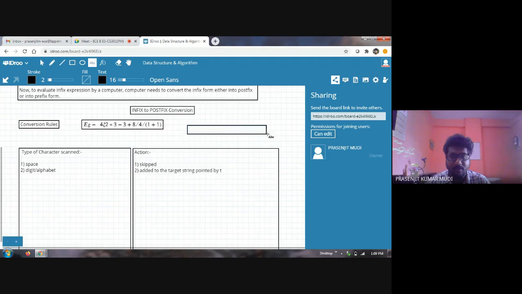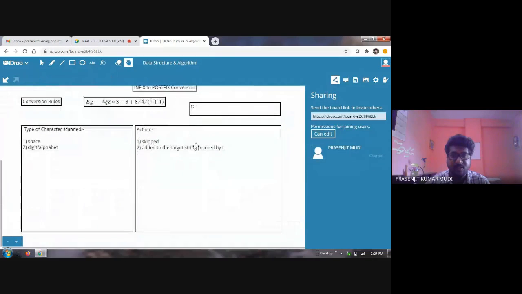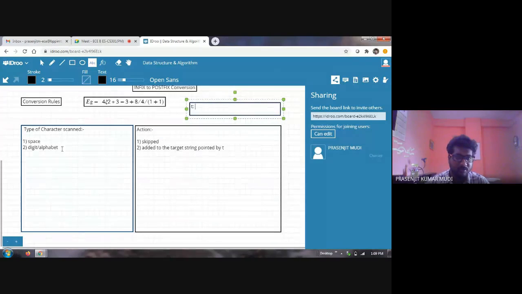Okay. So let me here P. So this is the target string where we will form the target string. Okay? So simply add it to the target string pointed by T. So what will happen in this case? So digit alphabet. Okay, we will talk about later with this example. Let us construct the rules first.